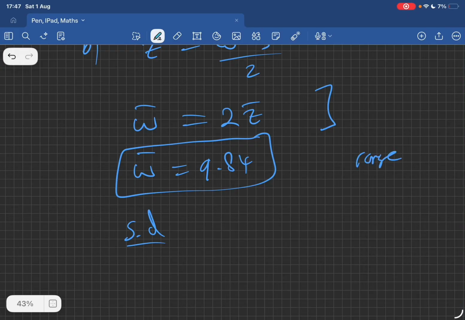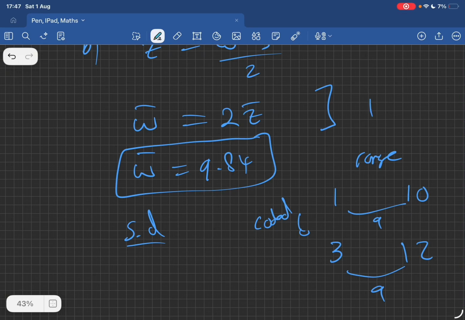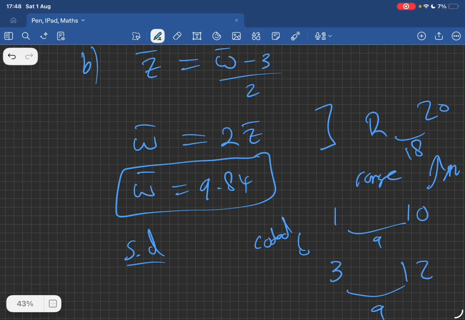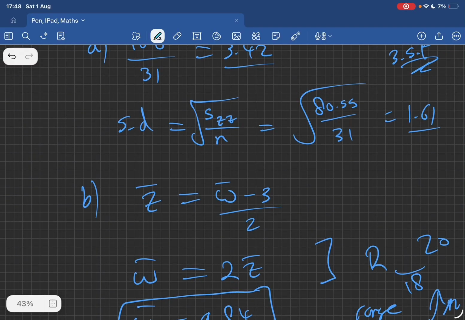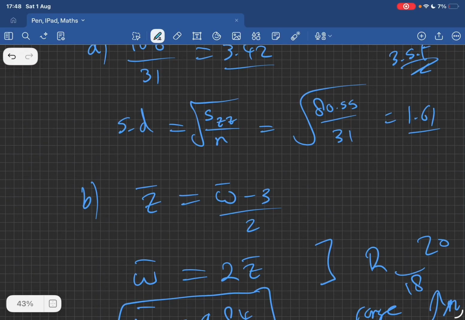So if our range at the start was 1 to 10, and then when we've coded our data, we've now got, I don't know, 3 to 12, you still have the same range of 9. So when you add or subtract, it doesn't change. But when you multiply, so if you have 2 and 20, your range then changes by that multiple. So that's why adding doesn't make a difference. That's why our standard deviation is now doubled. So 1.61 times 2, we get 3.22.